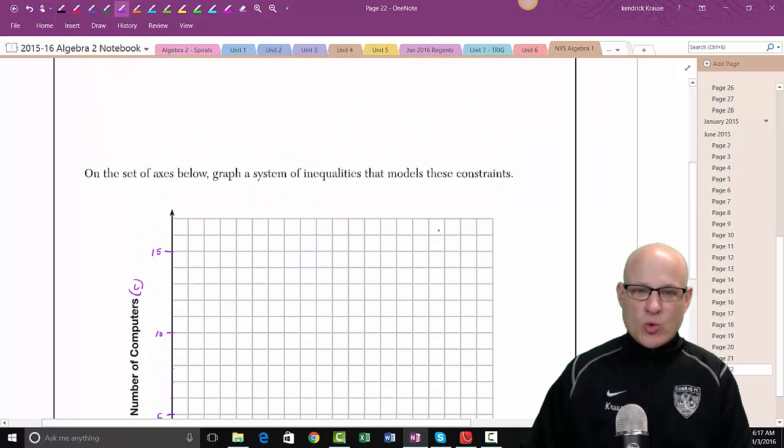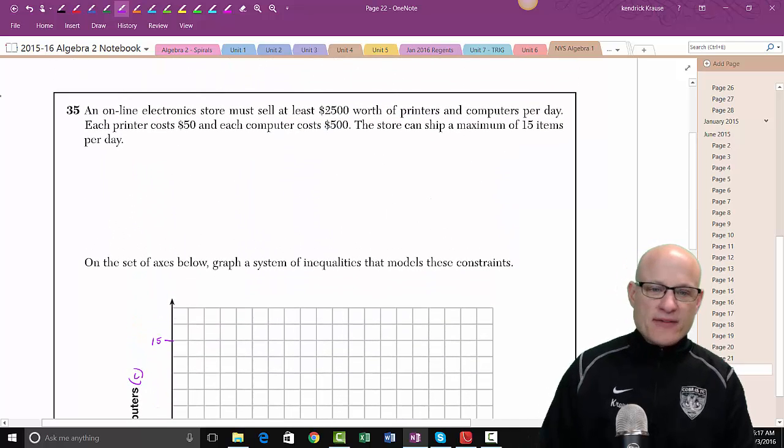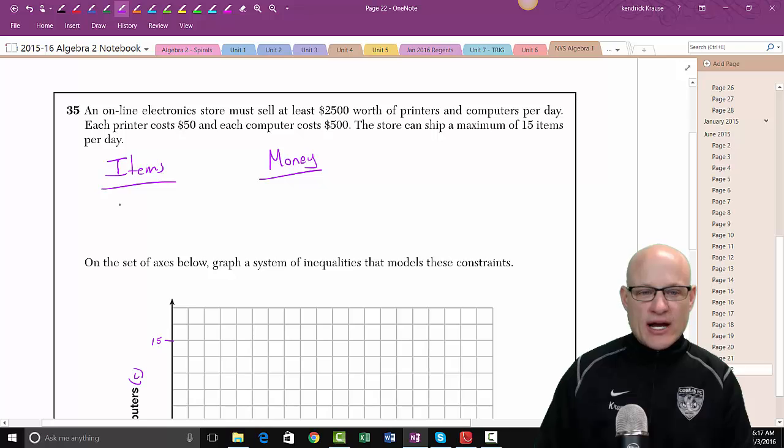All right, so let's talk about these equations that we have to solve. You have two equations we have to solve. We have an items equation, and we have a money equation. Now, the item equation is not bad. We're going to take the number of computers plus the number of printers, and it has to be less than or equal to 15 items, because the most items I can sell is 15.